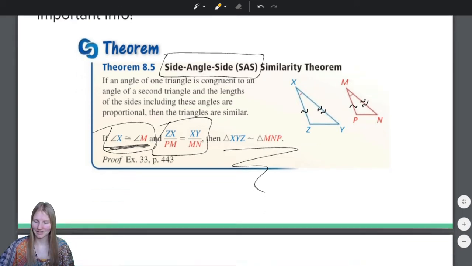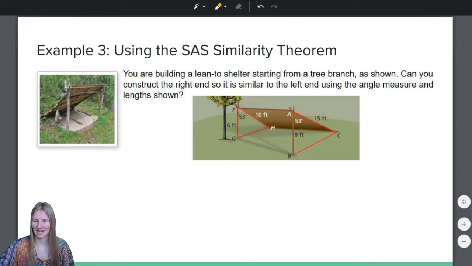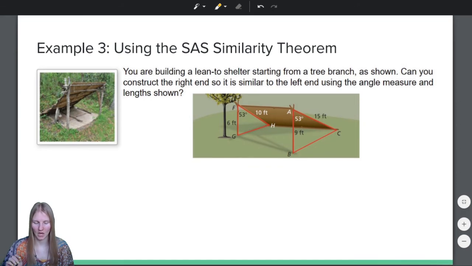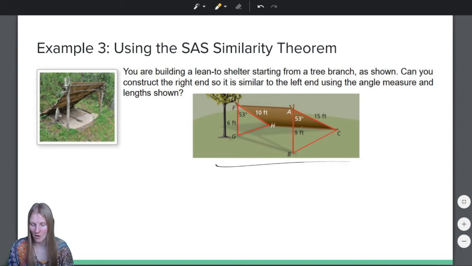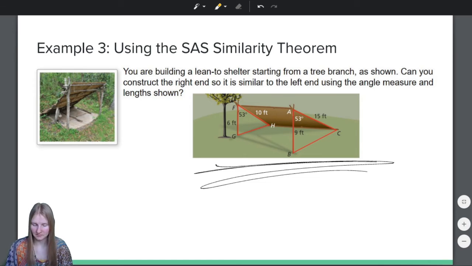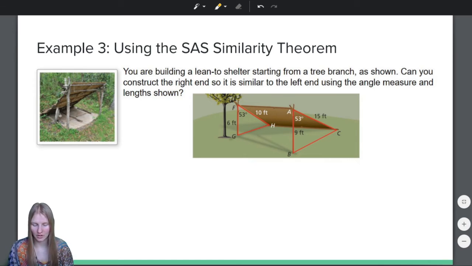And let's see this in action. Let's see an example of what this looks like. So, you are building a lean-to shelter starting from a tree branch, as shown. This is what a lean-to shelter looks like, and this is our shelter that we are building. Can you construct the right end so that it is similar to the left end using the angle measure and lengths shown? So what do they have shown for us?